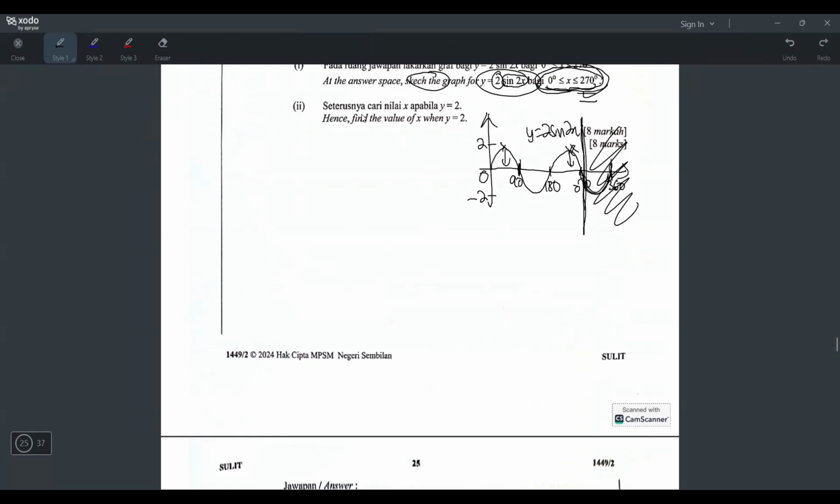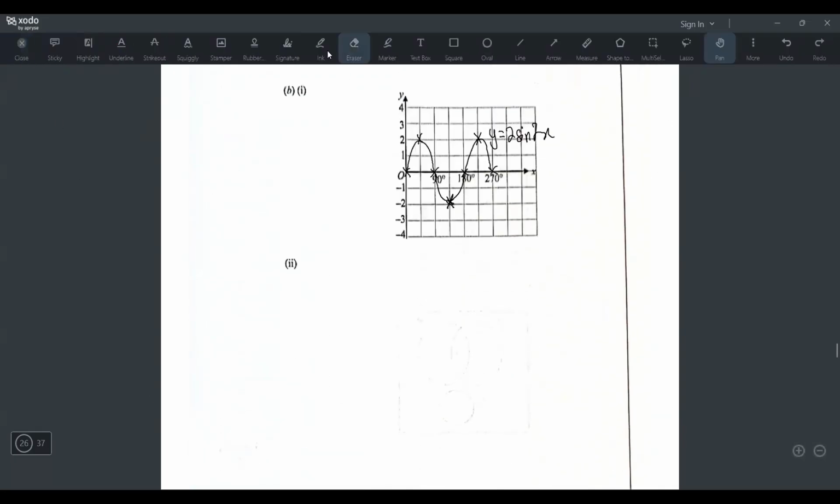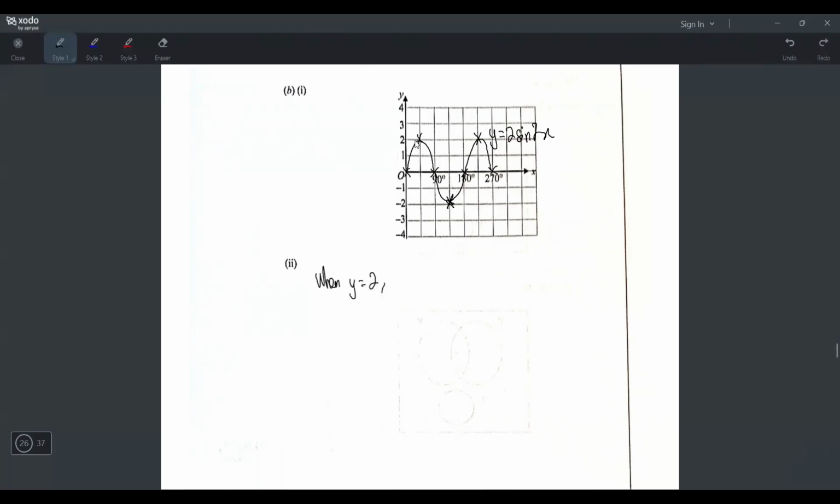Okay, let's do number 2. Hence, find the value of x when y equals 2. All right, there are two methods to do this question. First method is by just looking at the graph. So when y equals 2, the answer is here and another answer is here. So you will get 45 and 225. That's the answer, right? Another method is you substitute inside the equation. We already know the answer is 45, 225, but you can substitute y equals 2 into the equation.